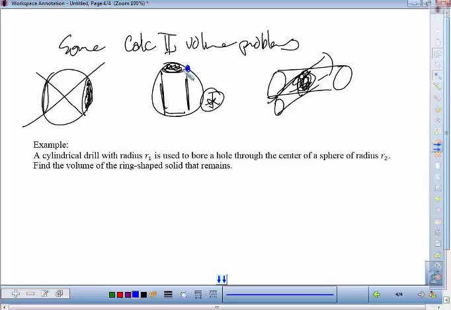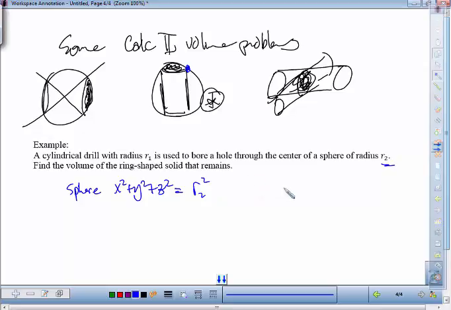And the idea is to imagine what the sphere is going to look like first. So you have a sphere which is x squared plus y squared plus z squared. If we're all just around the origin, that's all nice and easy for us. And then we have the radius is R2. So that's our equation of a sphere.